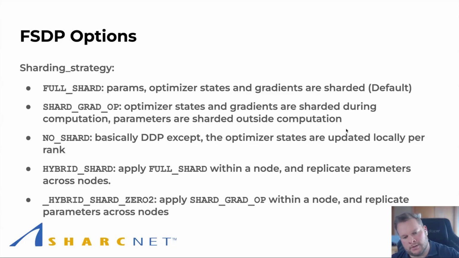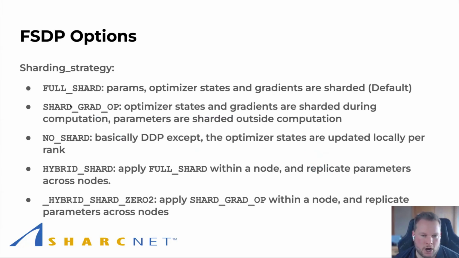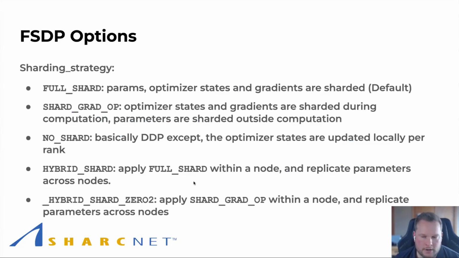And then the last option here is hybrid shard zero two, and that applies the shard grad op within a node and then replicates parameters across nodes. Okay, so just as an example of how this works, to use the sharding strategy, you have to import ShardingStrategy from FSDP, and then pass the option into the sharding strategy argument, and it's just ShardingStrategy dot the option that you want to use. So you could use shard grad op, as we show here. The default would be full shard, hybrid shard, and that sort of thing.